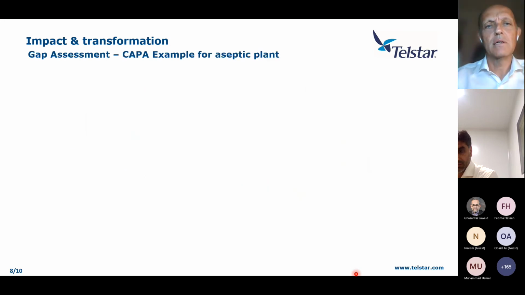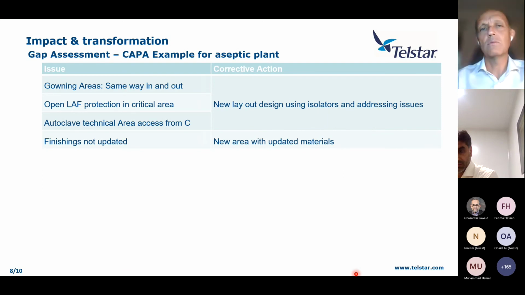So I would like to have some moments for questions. But let me first give you an example of something we have done for an aseptic plant. We evaluated a plant, and we saw that the gowning areas had the same way in and out, and that there was an open laminar flow protection in a critical area. You say, this is right? No, this is not right with the current state of the art. If possible, you should be using an isolator or RABS to avoid people being there. There was an autoclave with a technical area that was accessed from a C grade area, which is not the best thing, and the finishings were not updated.